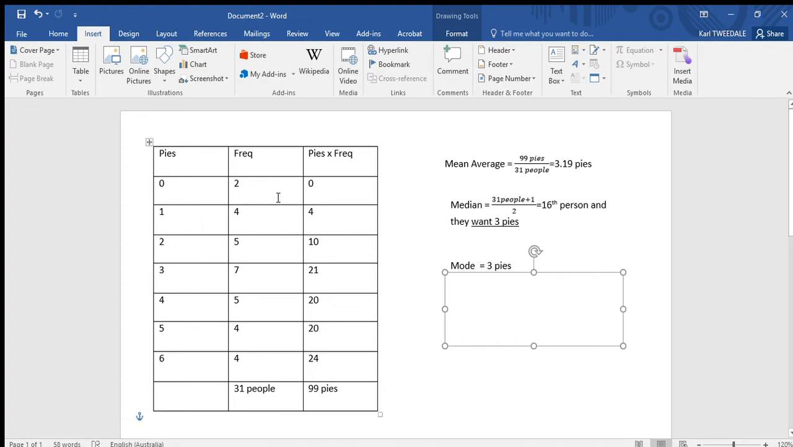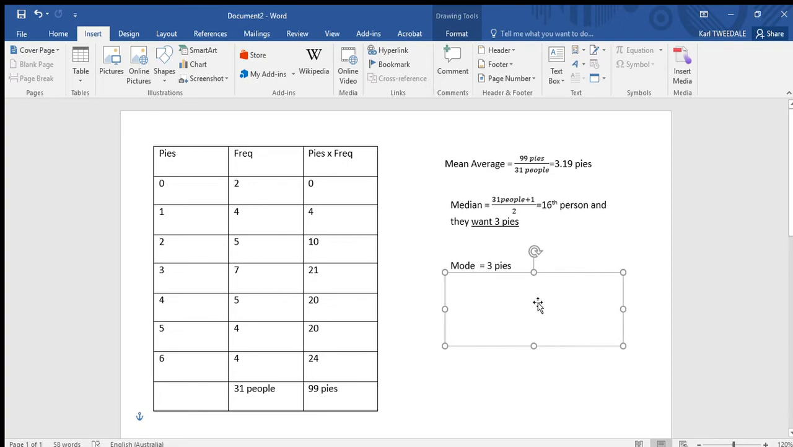The way we work out the mode is we look down the frequency column and look for the highest number. You can see the highest number is 7. The mode is not 7. The mode is 3. The most common number of pies to be bought was 3 pies. That is the mode.